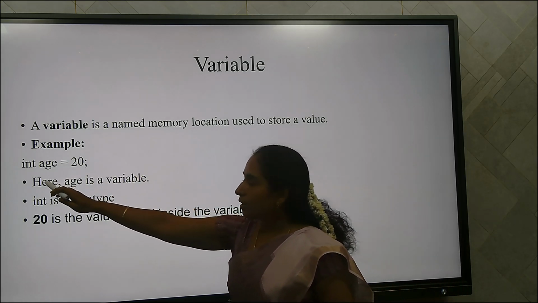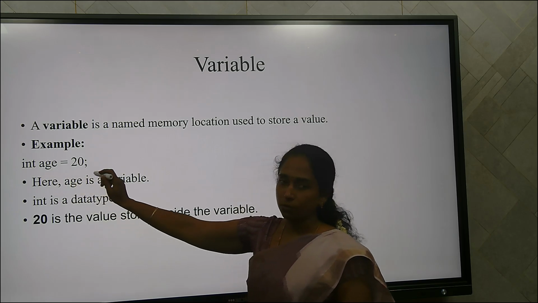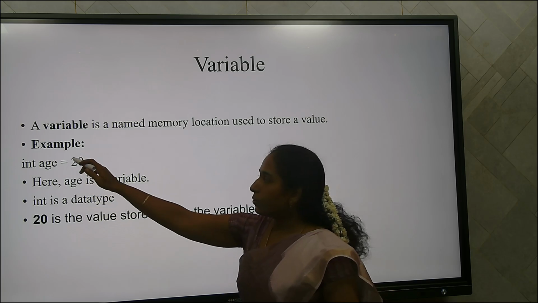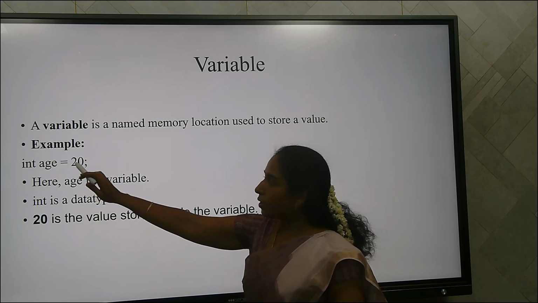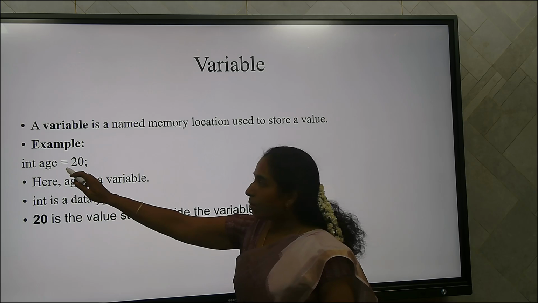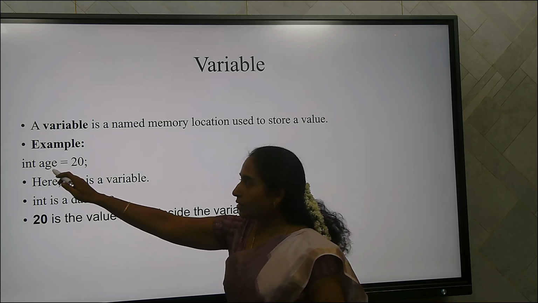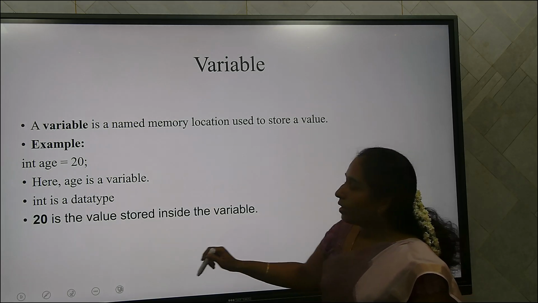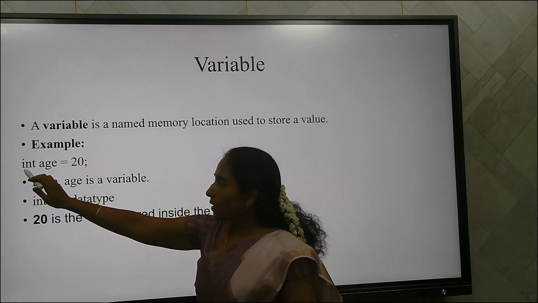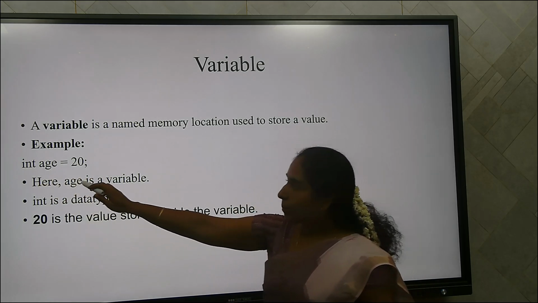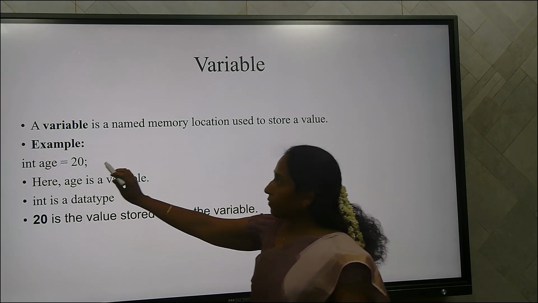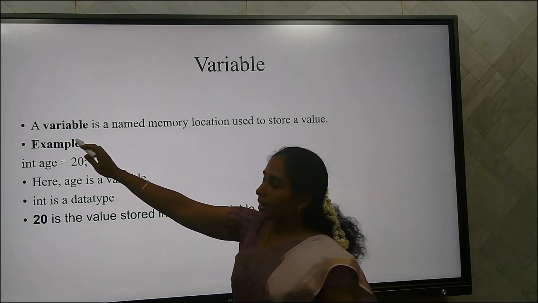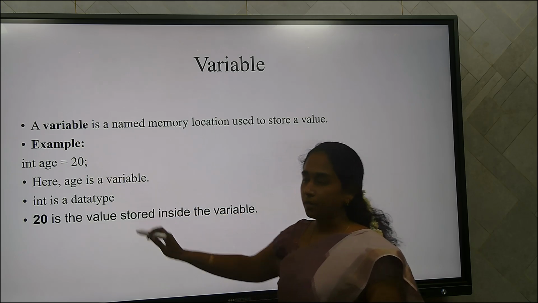See our example, int age equal to 20. Here age is a variable which holds the value 20. So in order to store this value 20 in your computer's memory, you have to declare a variable. Here age is the variable and 20 is the value stored inside that variable. And here age is declared as an integer data type. Next we'll see more about the integer data type. First, what does a variable mean? In order to store a value, we have to use a named memory location. That is what a variable is.